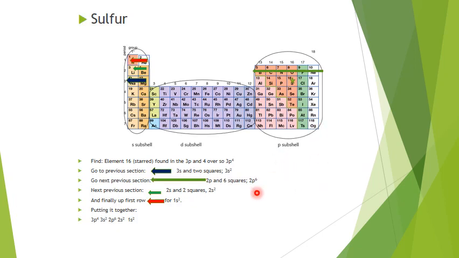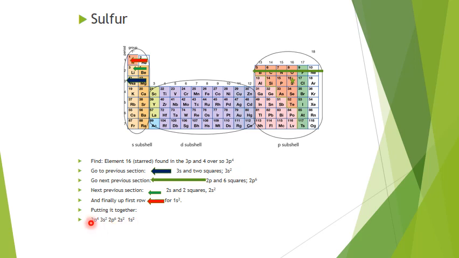Okay, sulfur. Sulfur is element number 16, and it's found in row 3 in the p's and 4 over. So you write down 3p4. Then you go over to the previous section, 3s, and write down 3s2. Then go up to the 2p's and go across, 2p6, then 2s2, up, across, 1s2, and there you go.